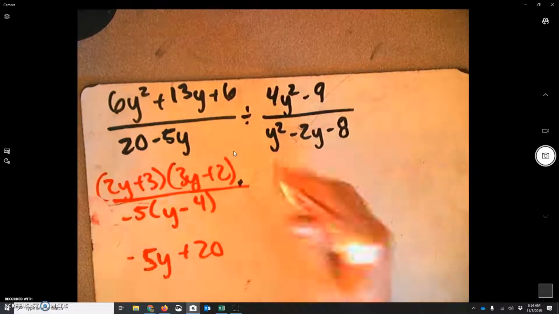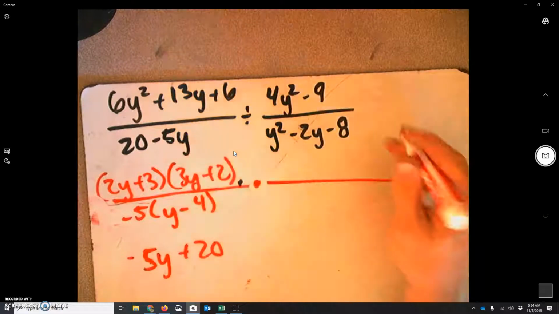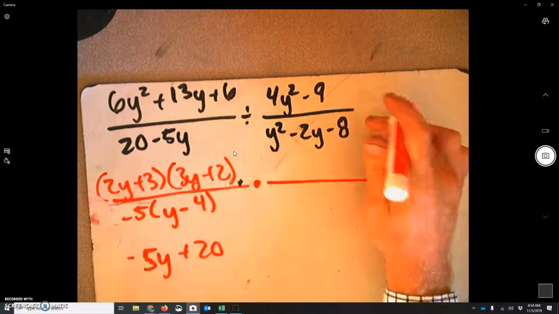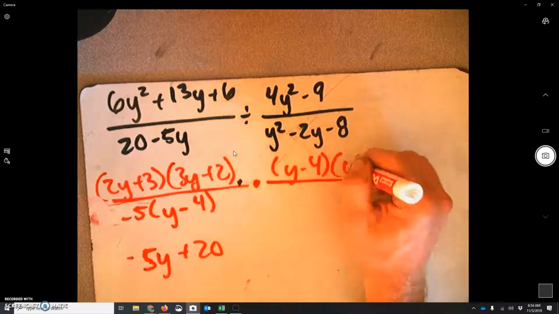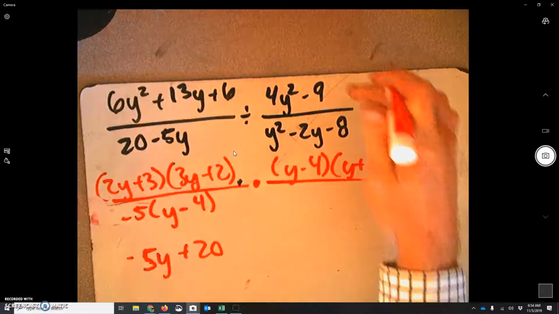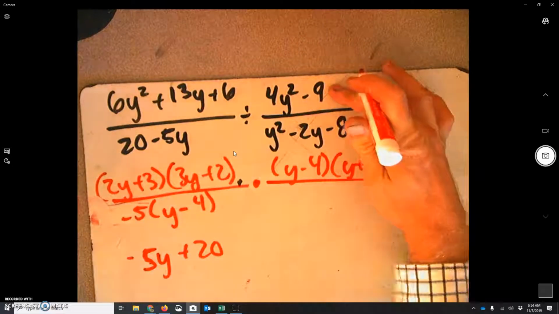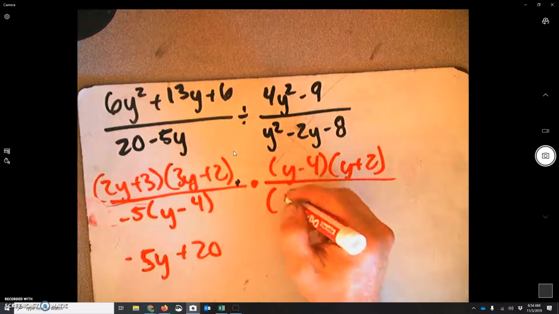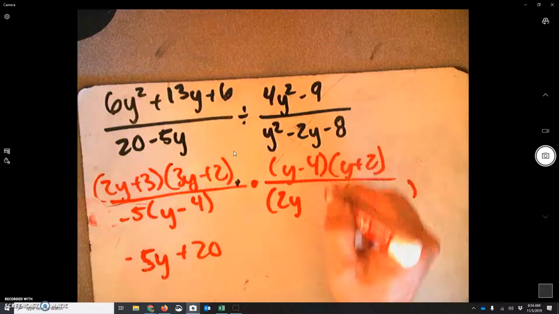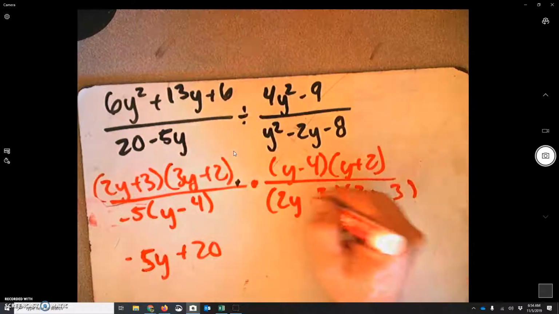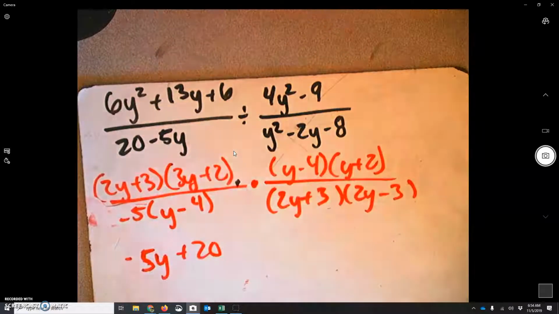All right, so division, remember, we're going to flip it and multiply. So this is going to go on top now. This one I can easily factor in my head. It's going to be y minus 4 times y plus 2. And this up here is the difference of two squares. 4y squared, the square root of that is 2y, and the square root of 9 is 3. Remember, 1 is plus and 1 is minus.